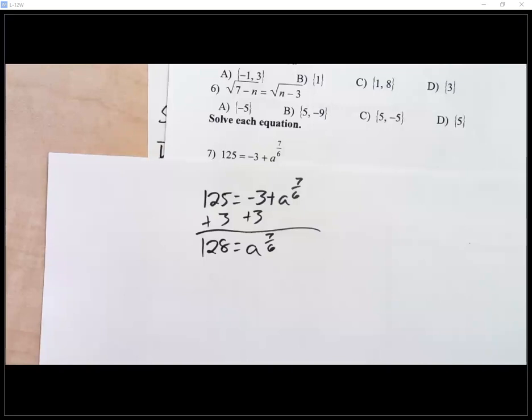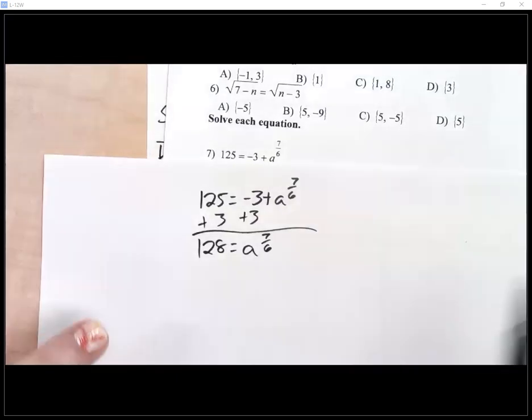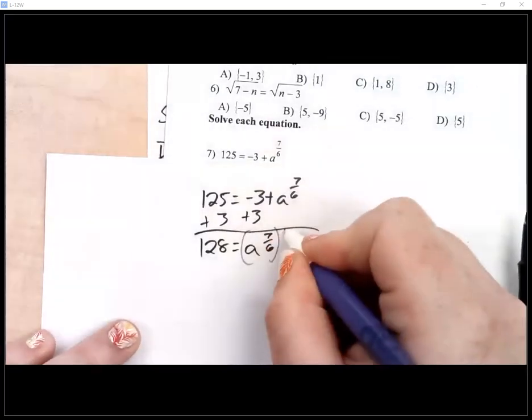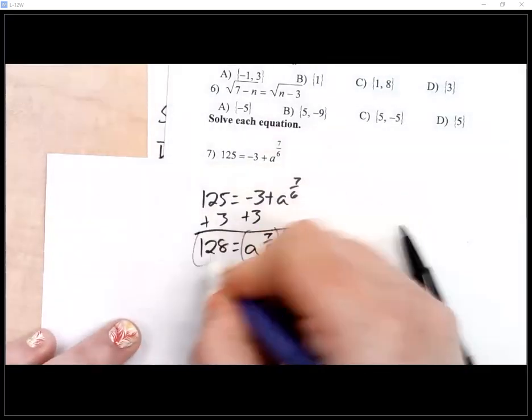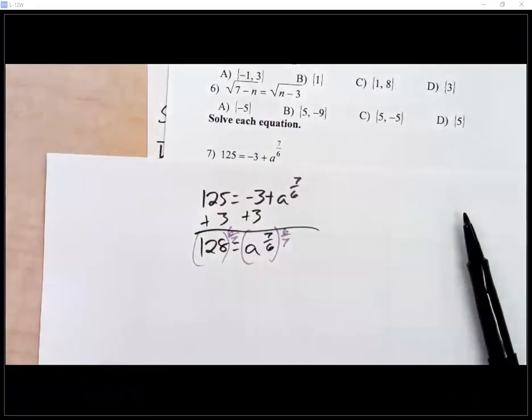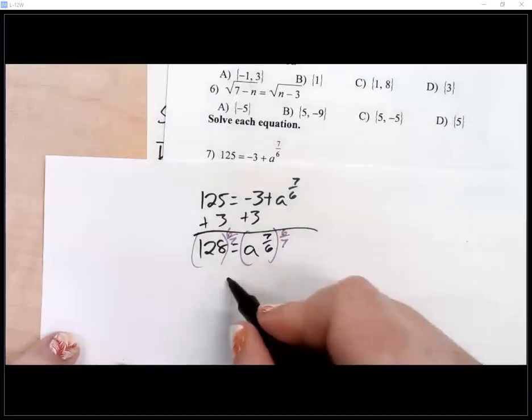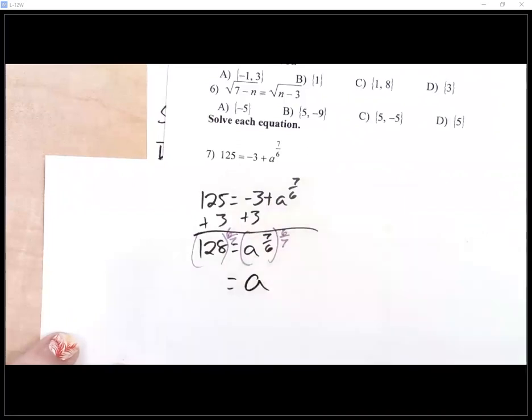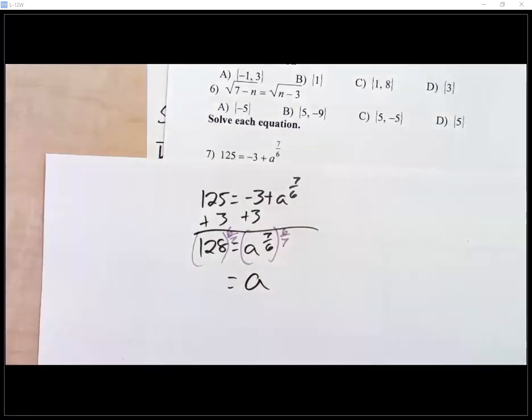Yes, I got to raise both sides to the power of the reciprocal, right? So I'm going to raise both to the 6/7 power. So I'm going to raise the left to the 6/7, and I have to raise the right to the 6/7. Right? So on the right hand side, if I multiply those two, I just get 1/1. So on the right, it's literally just A. On the left, I don't know what 128 to the 6/7 is.